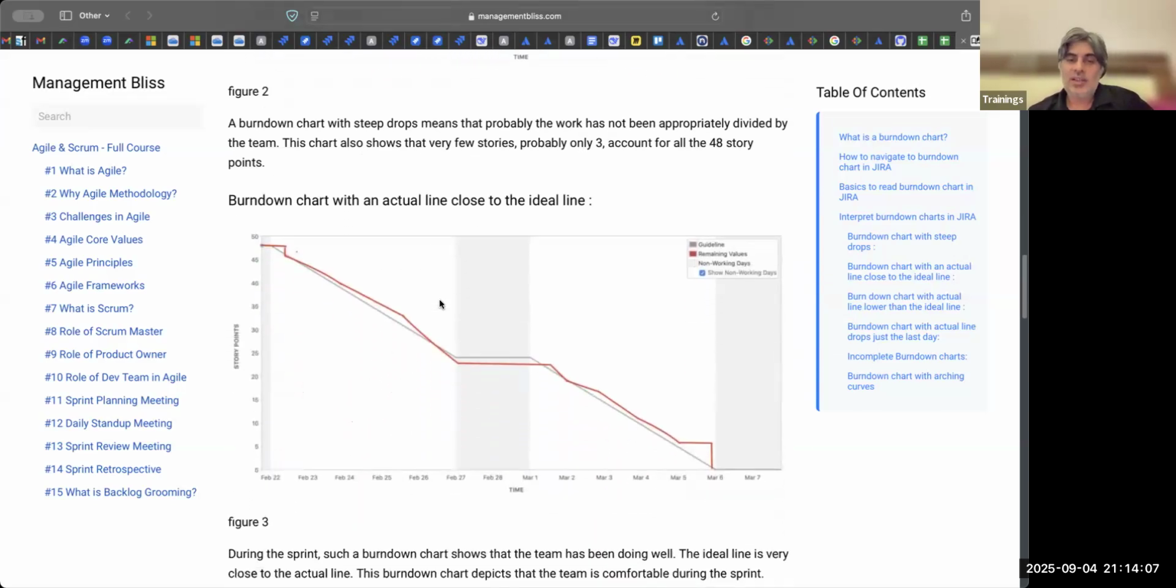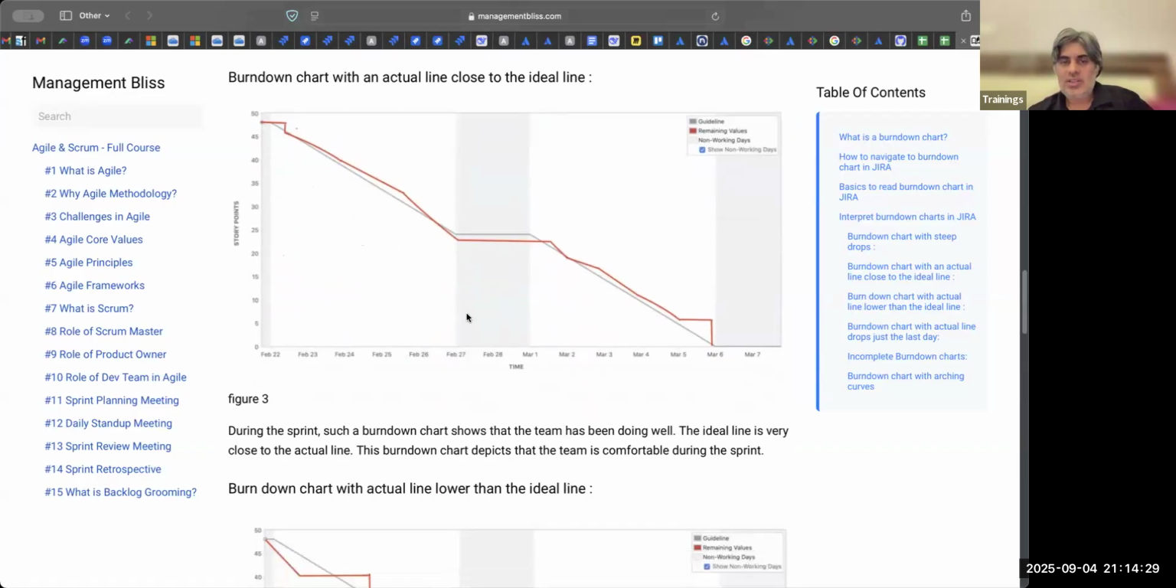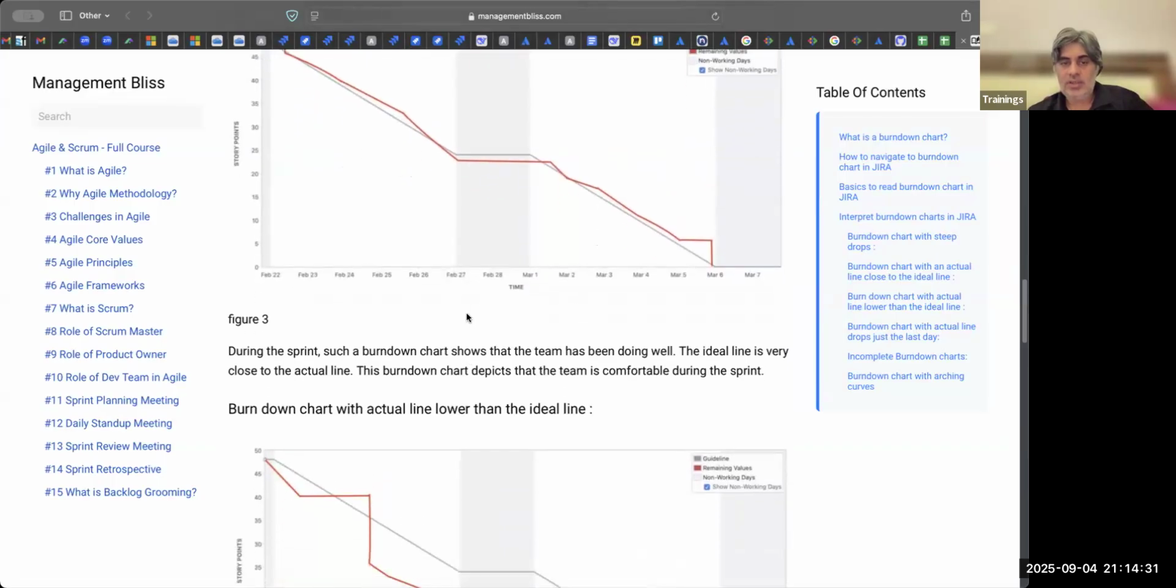Okay, let's see another line. Now if you look at this chart, this red line is very close to this gray line. This is perfect. In real life, hardly any team is going to be working like this. Maybe 1 or 2 sprints here and there. But this is a very nice, this is a perfect chart actually.